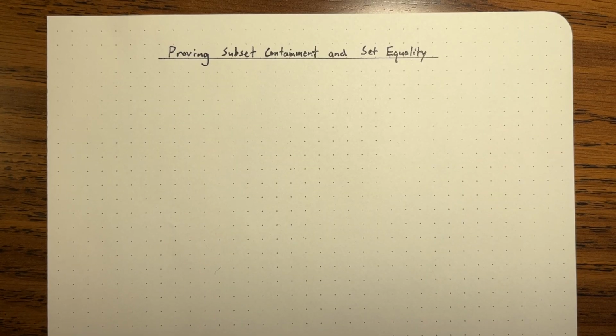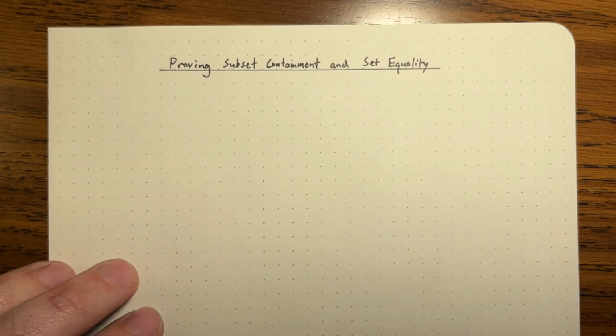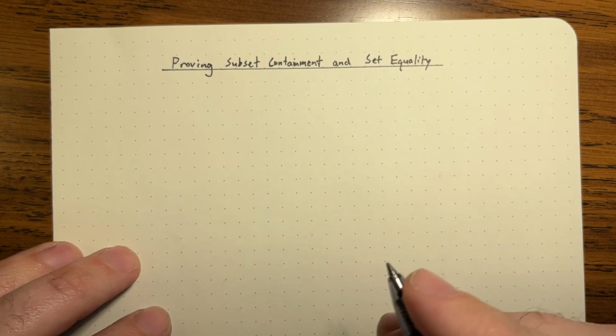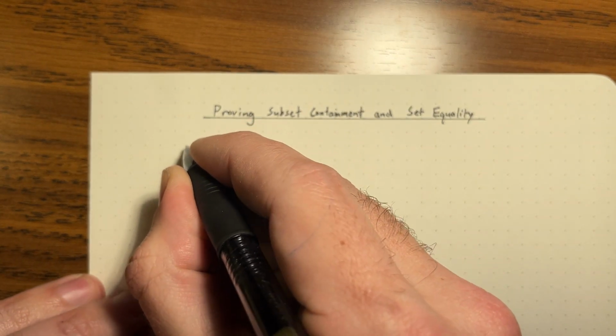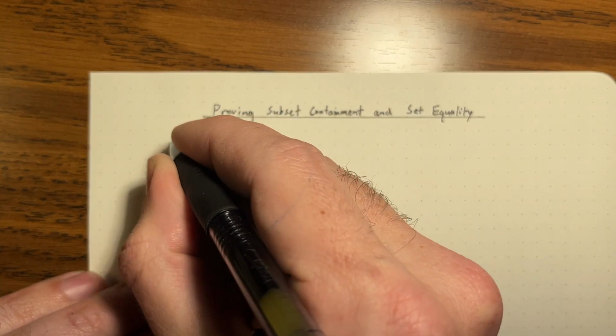So in this lecture, we're going to discuss how to prove that one set is a subset of another one. And we'll also discuss how to prove two sets are equal, which is actually quite a bit trickier than it sounds. So before we do that, let's start with a warm-up. We'll call this number one.